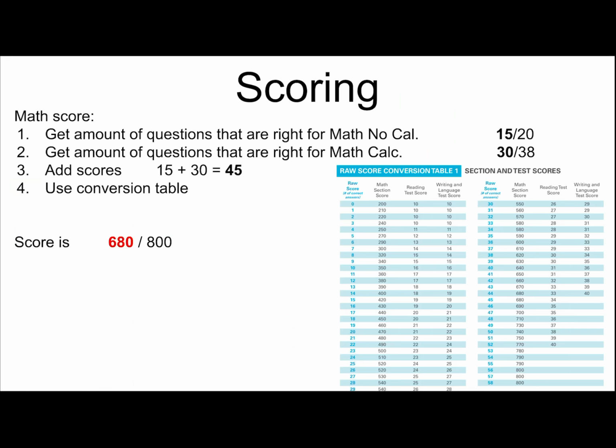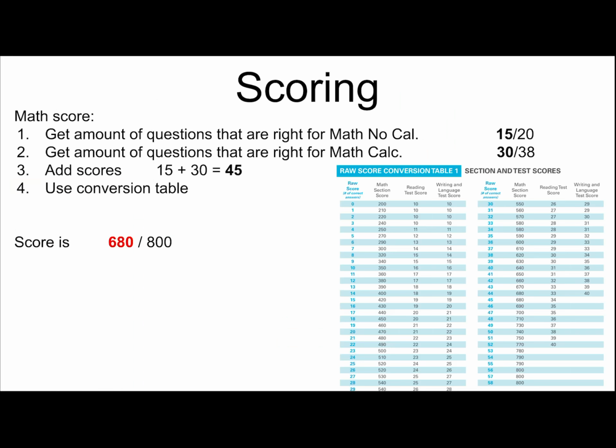You add those scores, 15 and 30, which is, again, the number of questions you got correct. So 15 and 30 would be 45. So then you use the conversion table to get your score. So you go to the blue column, look for 45. You match it with the first column, which is the math section score. So 45 corresponds to 680. So that means that for the math score, you got 680 out of 800 points.